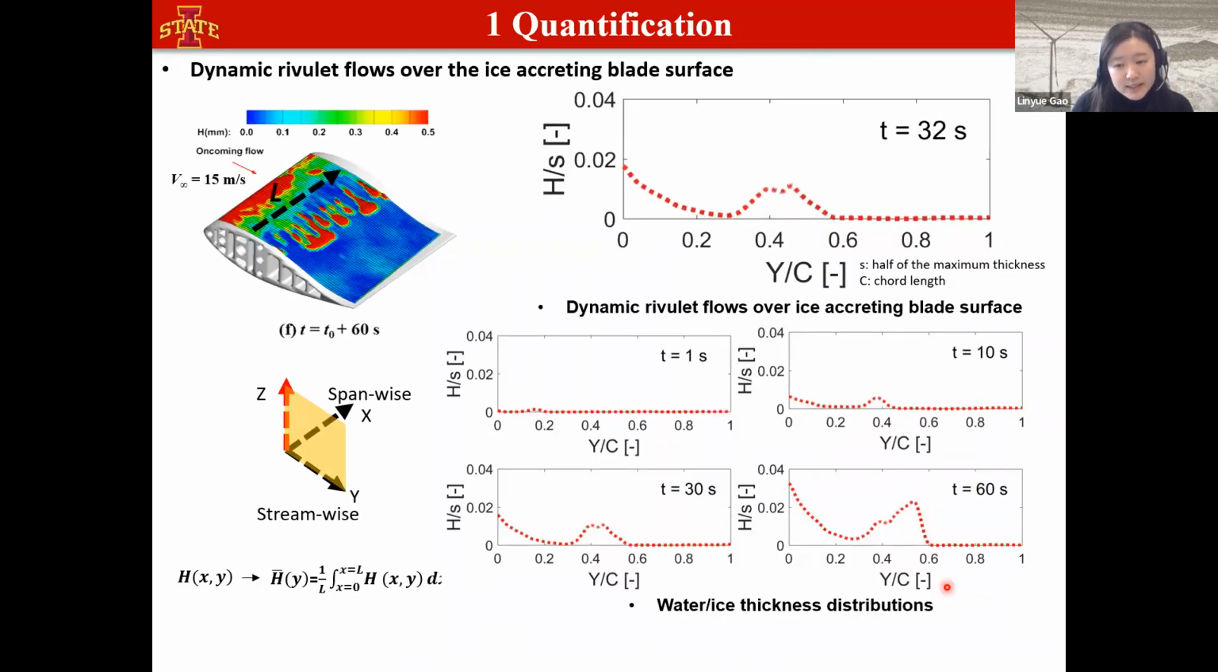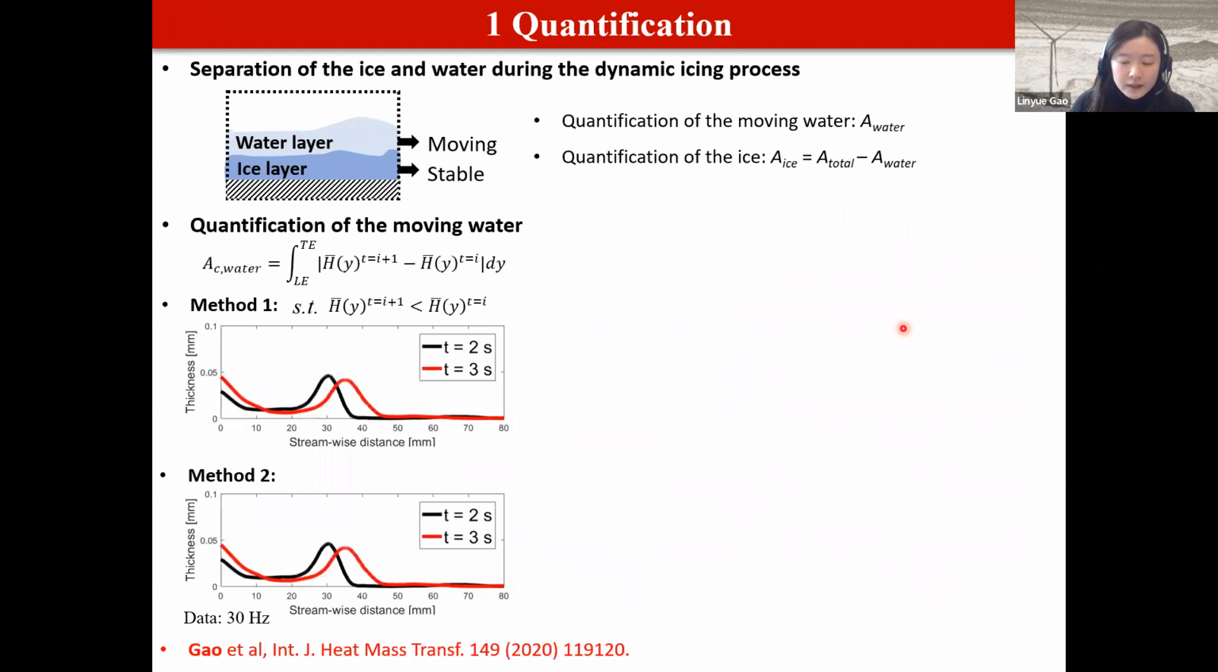To provide more quantitative information for 2D modeling development and validation, we further integrated the measurement data along the span-wise location. By comparing the data at different time steps, we can directly see the motion of the wind-driven flows, and we can also see the thickness increment during the ice accretion process. Here comes the second question: how to separate water from ice based on the experimental data. As you can see from this sketch, we assume the ice layer is stable, while the water layer is moving, driven by the boundary layer flows.